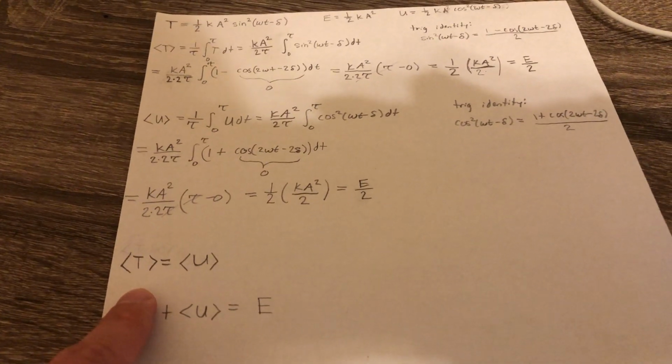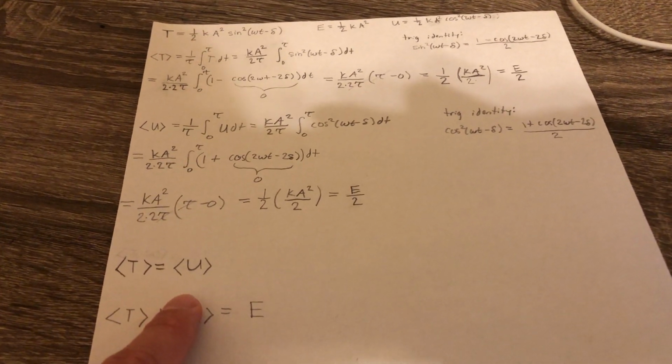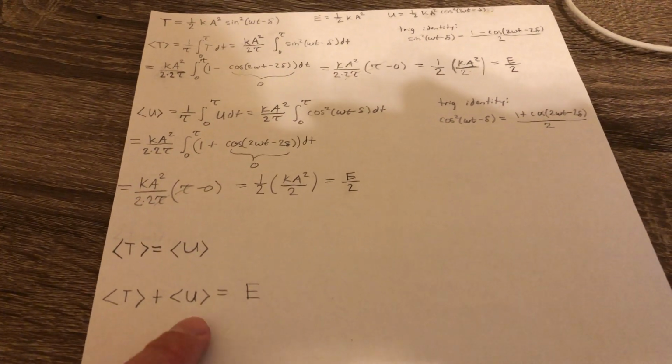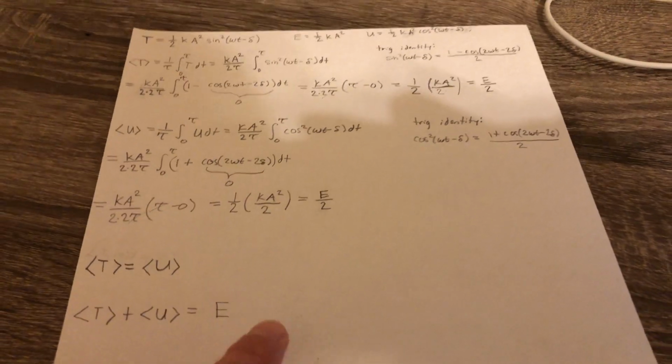We get the potential energy is equal to the kinetic energy, and if you add them together, it equals the total energy, and they're both E over 2.